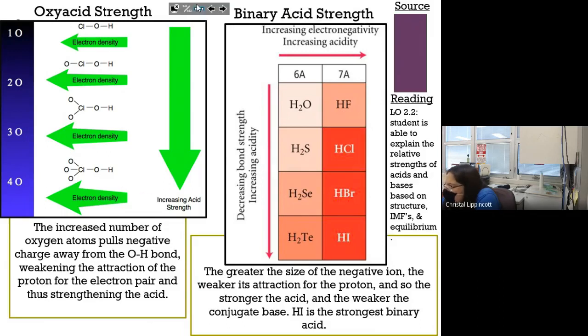So is that why only H2SO4 is strong and not HSO4? Right, because the first one will come off easily, but the second one doesn't. So for H2SO4, the first hydrogen is a strong acid, but the second hydrogen is considered a weak acid because its Ka value would be lower. The increased number of oxygen atoms pulls the electron cloud density this way, making it easier for that hydrogen to come off. The greater the size of the negative ion, the weaker the attraction for the proton, and so the stronger the acid. The weaker the conjugate base, the stronger the acid. HI is the strongest binary acid. So HF is actually considered a weak acid. Now that doesn't mean that it won't kill you, because it will, but it's considered a weak acid.